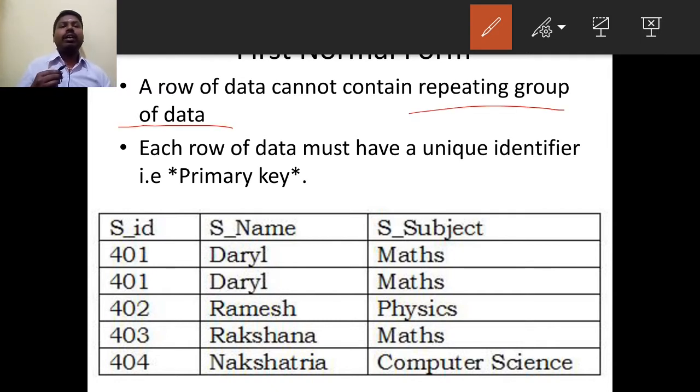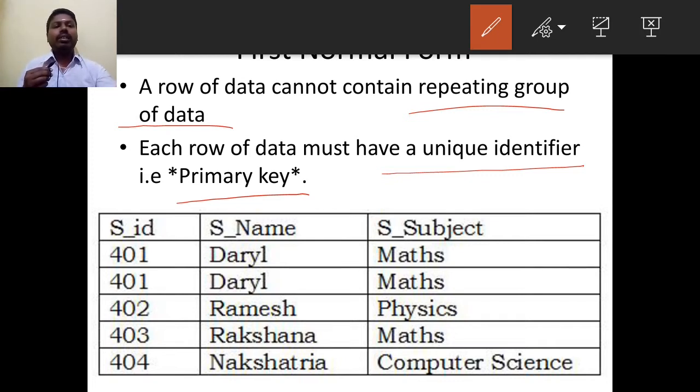A row of data cannot contain a repeating group of data, which means each row of data must have a unique identifier, which means primary key. For first normal form, there is another rule also, which means a column should not have multiple values. Understand? But in your NCERT textbook, they gave this example. We will go with this example.